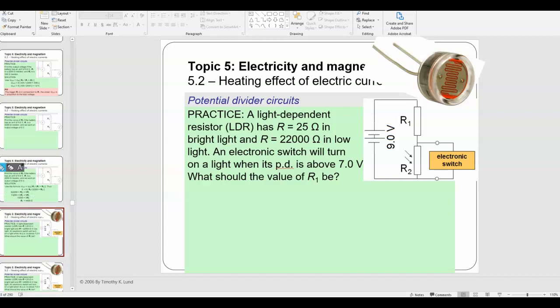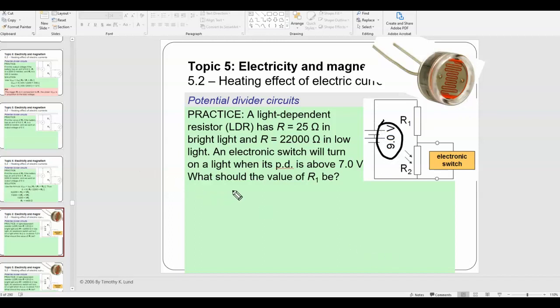Okay, so how do we go about approaching this? Well, it says that we want the switch to turn on a light when the potential difference is above 7 volts. Now we have to use a little common sense here because it looks like there's two different resistances given, but they're both for the LDR, and we're asked for the value of R1. Okay, so we have to use a little bit of common sense. Now we know Vn is 9 volts from the picture.